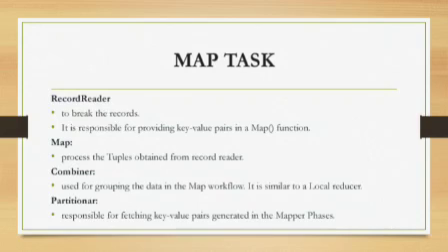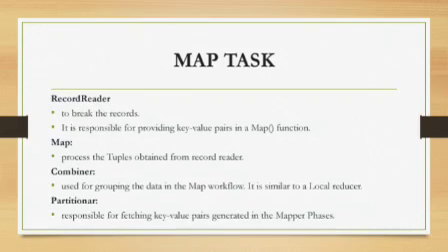What is map? A map is nothing but a user-defined function whose work is to process the tuples obtained from the record reader. The map function either does not generate any key value pair or generates multiple pairs of these tuples.